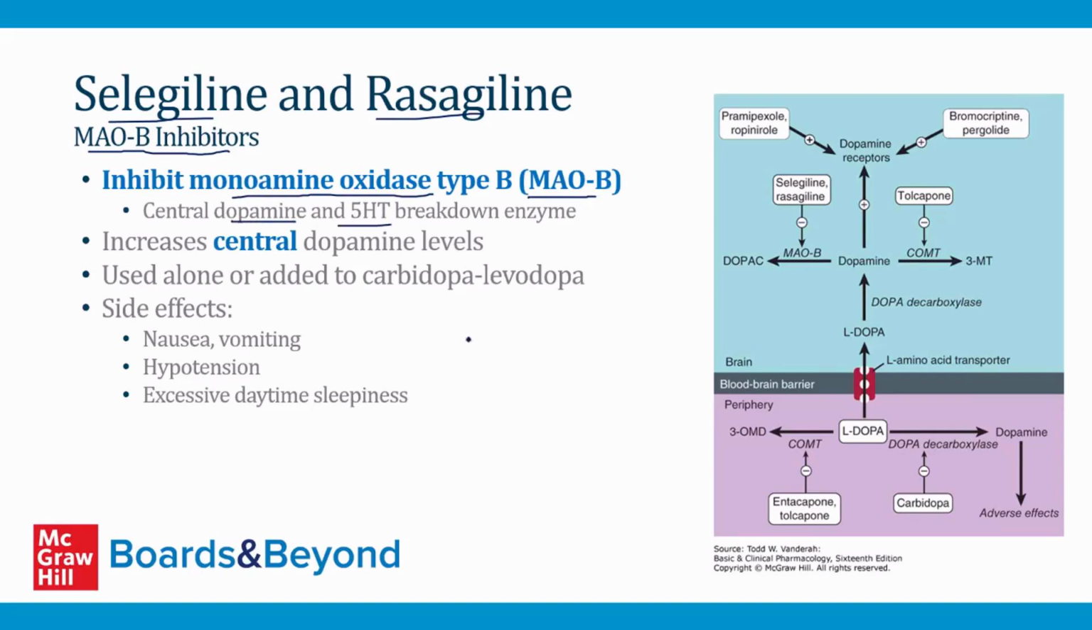And so once again, if we look at our little biochemistry drawing here, we've got dopamine in the central nervous system. MAOB can break that down. But if you block MAOB with these drugs, that will boost dopamine levels. These drugs are often added to carbidopa-levodopa, although they can be used alone to try and boost naturally occurring dopamine levels in the basal ganglia. And most of their side effects are things that we talked about before related to dopamine effects, things like nausea and vomiting, hypotension, and excessive daytime sleepiness.